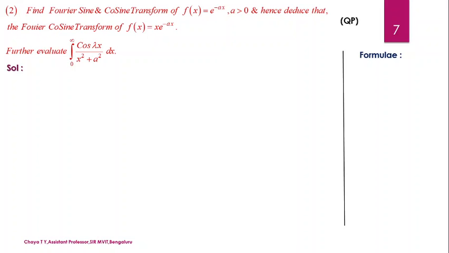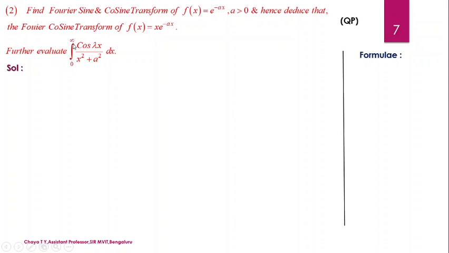This completes the first part. Now what is the second part of the problem? Observe the problem here. Hence deduce the Fourier cosine transform of f of x. So I have to find, with the help of the obtained Fourier cosine transform of f of x, which is e power minus ax, the Fourier cosine transformation of a function of the form x into e power minus ax. And also the third part: with the help of the Fourier cosine transformation obtained from the previous step, I have to find the value of the definite integral of cos lambda x by x squared plus a squared dx, where the limits are from 0 to infinity.